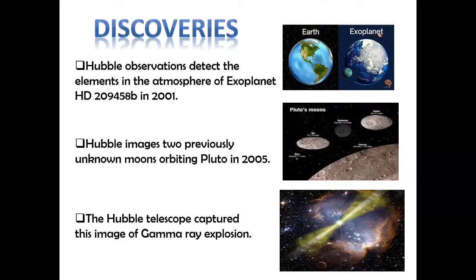Hubble observations detected elements in the atmosphere of an exoplanet in 2001. The second picture here is Hubble imaging two previously unknown moons orbiting Pluto in 2005. The third picture in this slide is an image of a gamma ray explosion captured by the Hubble telescope.